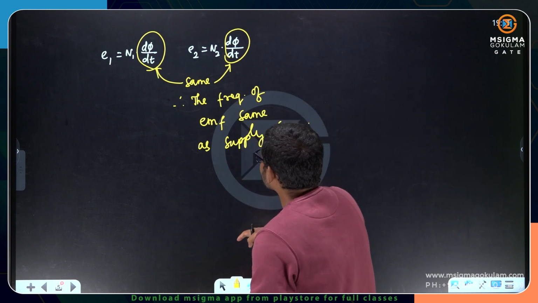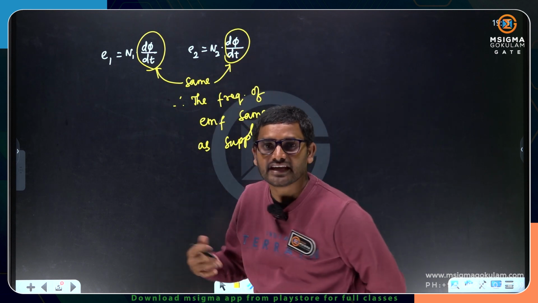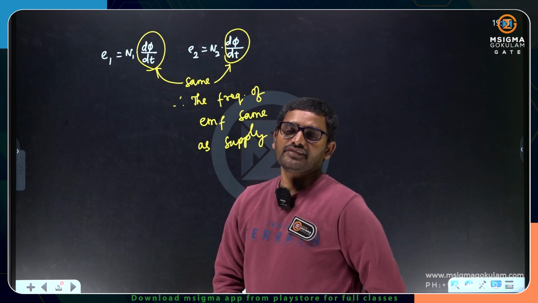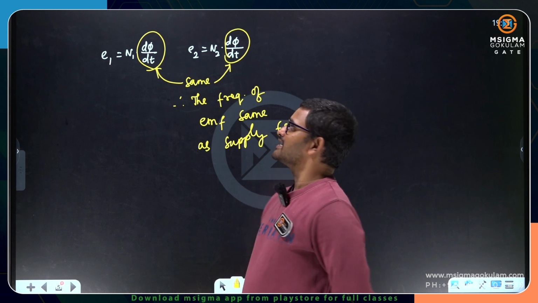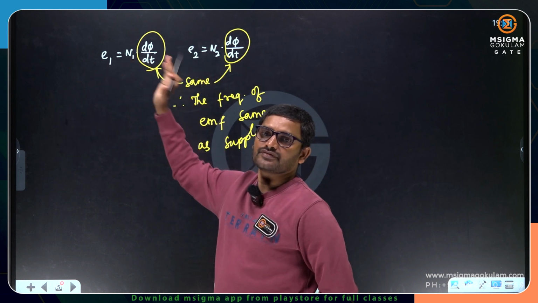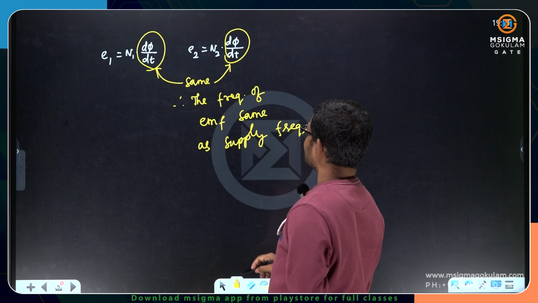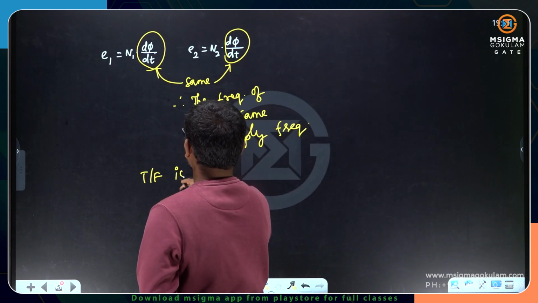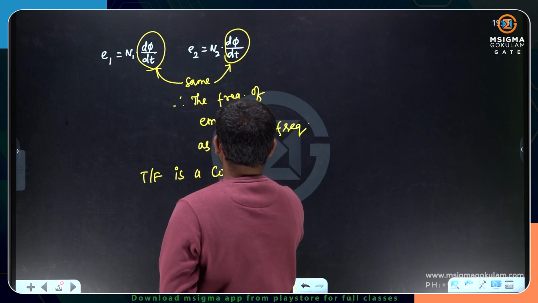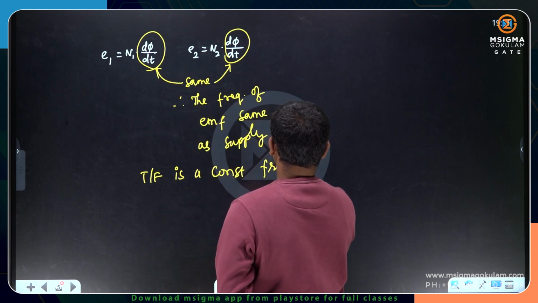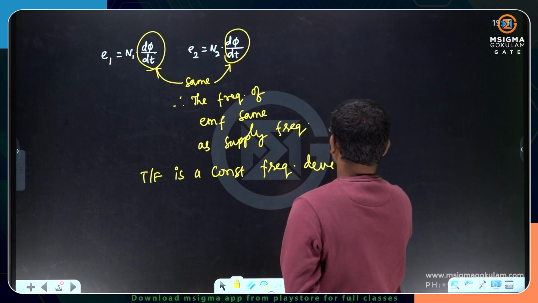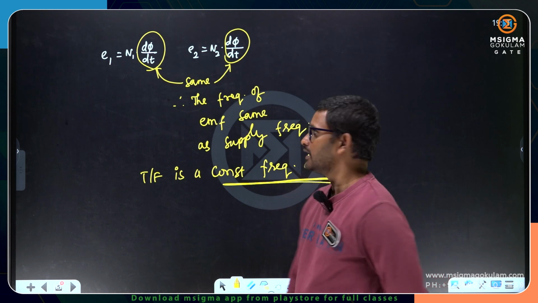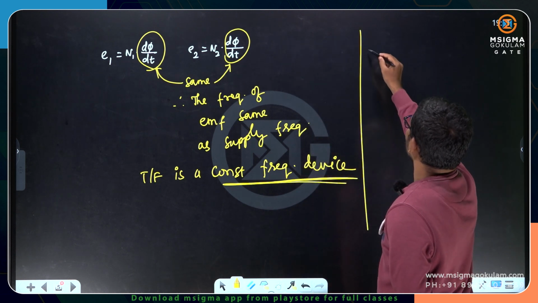Why the same as supply frequency? Because this d phi by dt is variation with respect to the supply current, and the supply current is because of the supply voltage. So whatever frequency the supply voltage has, the same frequency will be there for the EMFs also. Therefore, I can call the transformer a constant frequency device. It's very, very important. Okay, so let me put all those points.